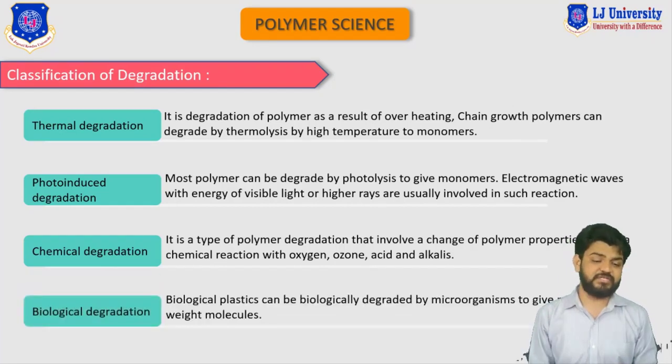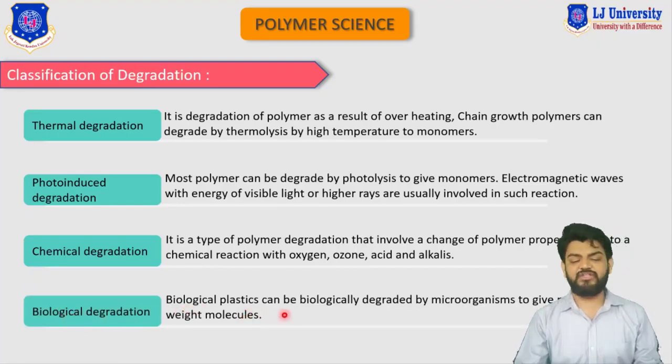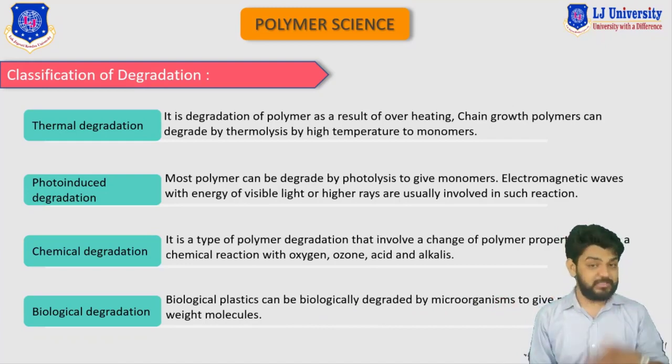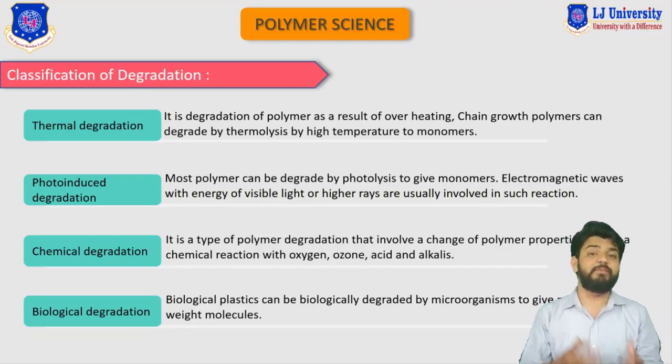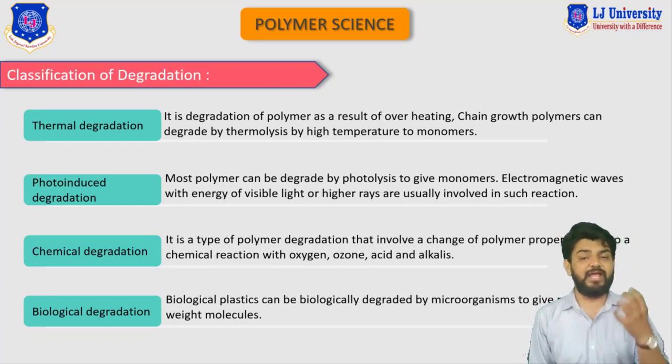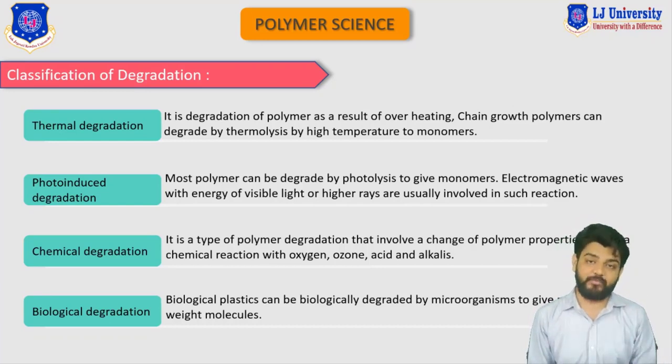Now moving to the last type of degradation, that is biological degradation. Biological plastic can be biologically degraded by means of microorganisms to give smaller molecules of the monomer. Some kinds of polymers undergo this biodegradable process as well. They automatically degrade by means of microorganisms, which are mainly responsible for this kind of degradation of the polymer. After degradation, we ultimately get small-sized monomers. So this was all the classification of the degradation process.